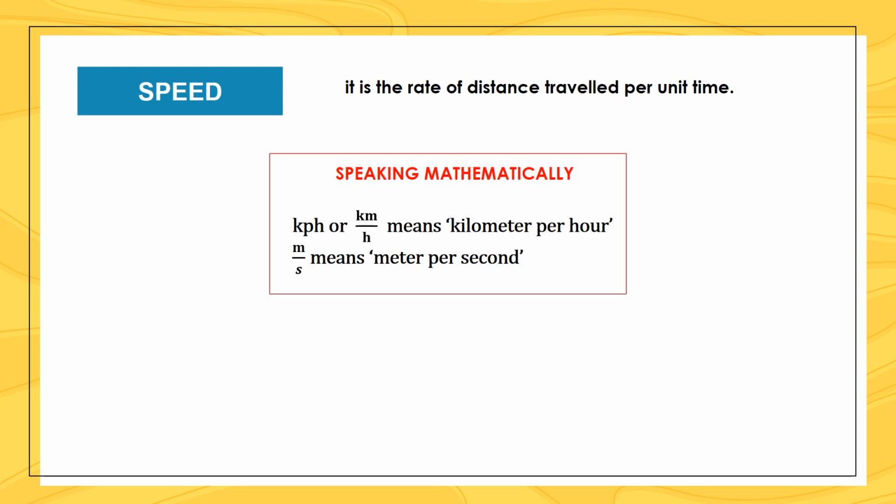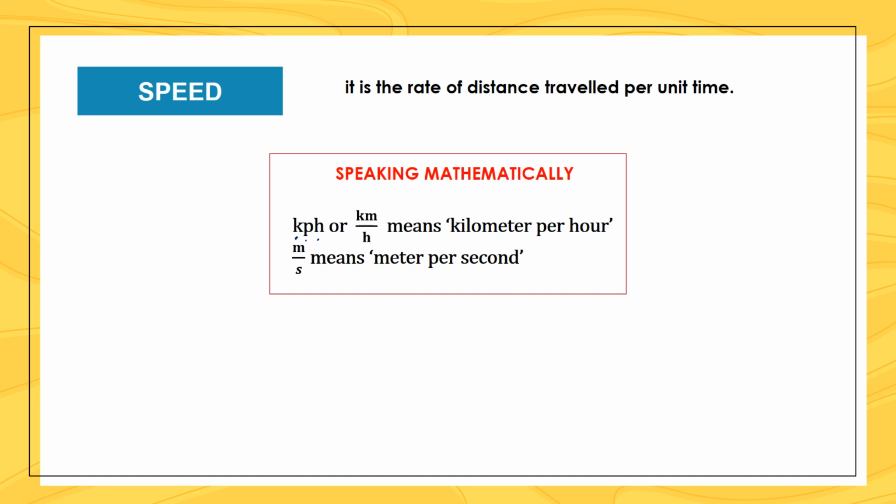Now we will proceed with our second derived quantity, which is speed. When we talk about speed, it is the rate of distance traveled per unit time. Please take note of kph, you always hear this in the news, no? The kilometer per hour. Or km over h means kilometer per hour, while m over s means meter per second.